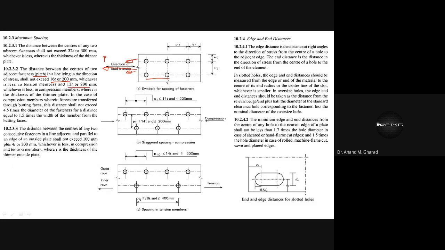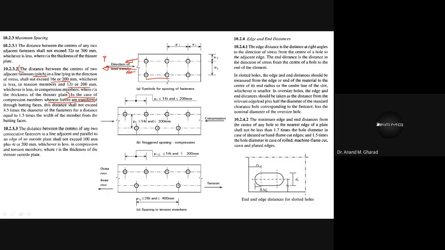In case of a compression member wherein forces are transferred through butting faces, this distance shall not exceed 4.5 times the diameter of the fasteners for a distance equal to 1.5 times the width of the member from the butting face. Our main understanding should be up to the previous point, because this is a typical case, which we will not discuss right now.